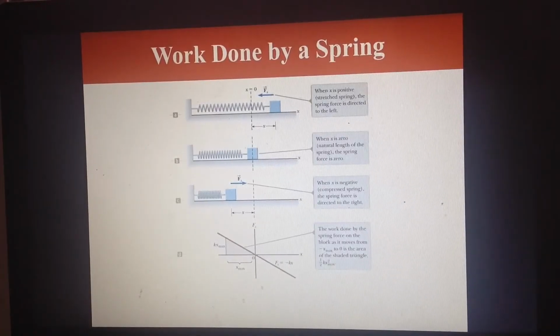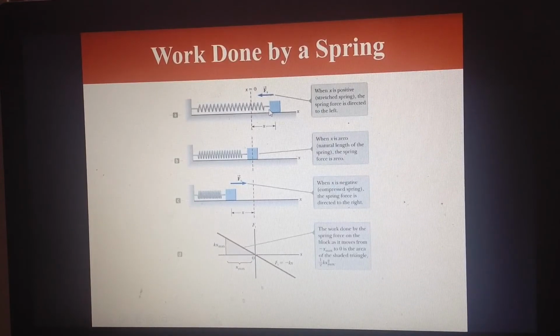All right. So now we're going to take all of this and apply it to one example right here, which is the work done by a spring. The first thing that we're going to look at is a spring. When x is equal to 0, the force on the spring is equal to 0. So this is the equilibrium point. When x is positive, it means that the spring has been stretched. And when x is negative, it means that the spring has been compressed.